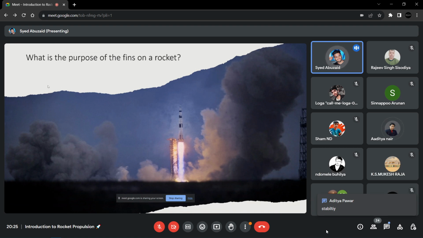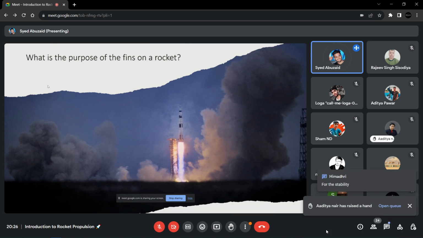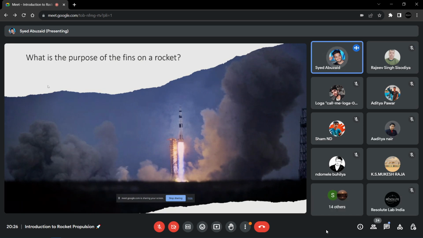Basically, there are four forces acting on an aircraft. Thrust, whose opposite is drag, and lift. The opposite of lift is gravity. So there are four forces acting, and fins create drag. Due to drag, they provide directional stability to the rocket.